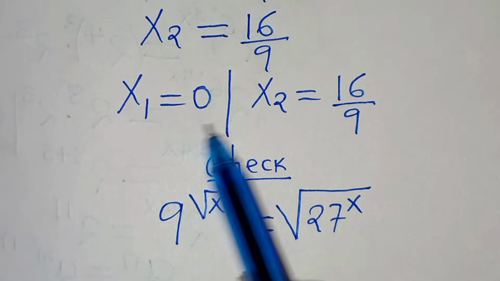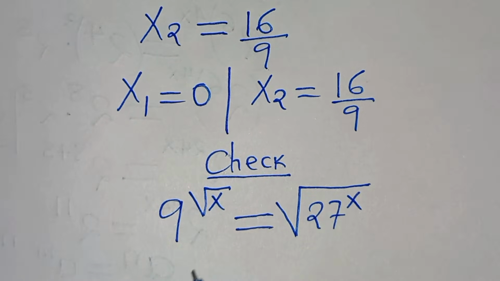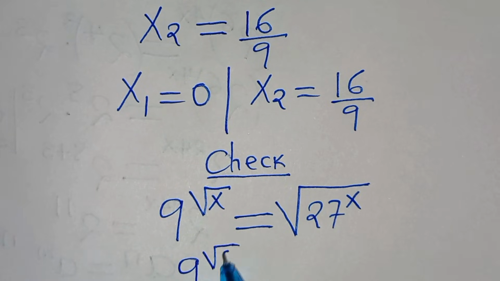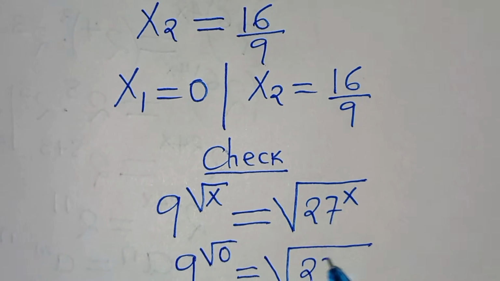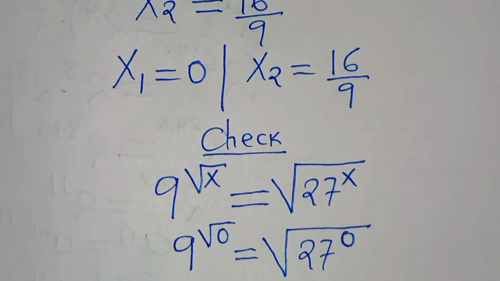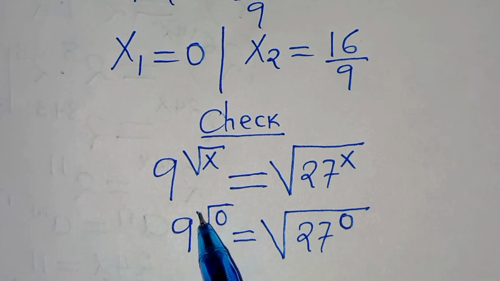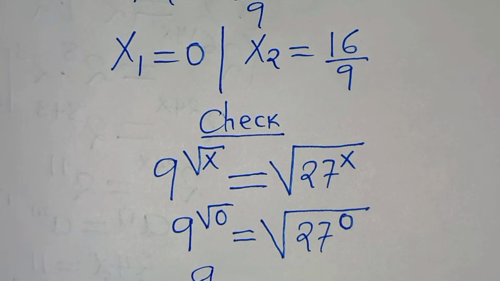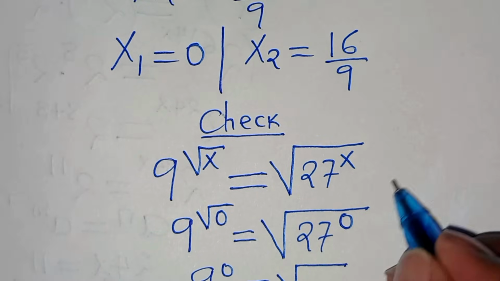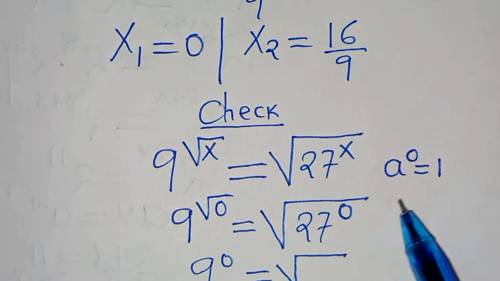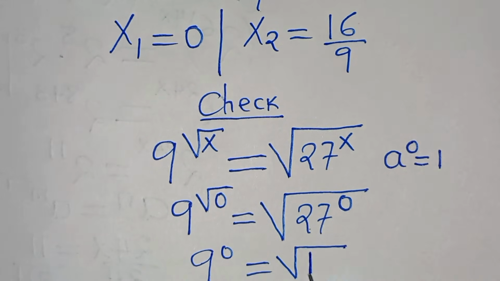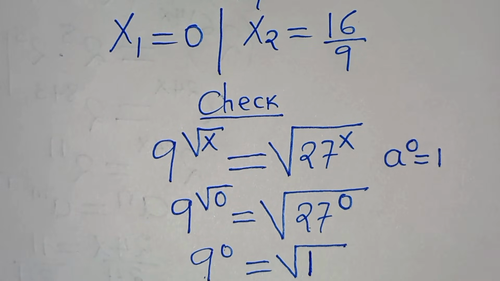Let's start with x1, which is 0. So this is 9 to the power of square root of 0. This is equal to square root of 27 raised to the power of 0. So 9 raised to the square root of 0, this is 9 to the power of 0, which is equal to square root of 27 to the power of 0. This is in the form of a to the power of 0, this is equal to 1. So 27 raised to the power of 0, this is 1. And 9 raised to the power of 0, this is 1.